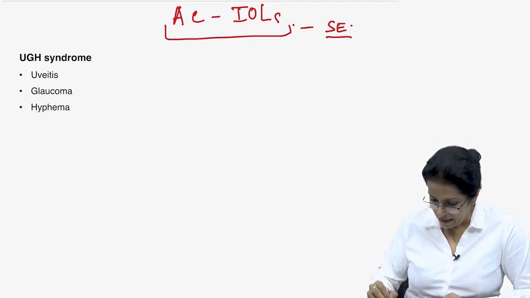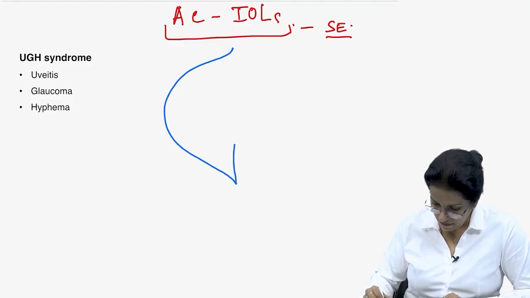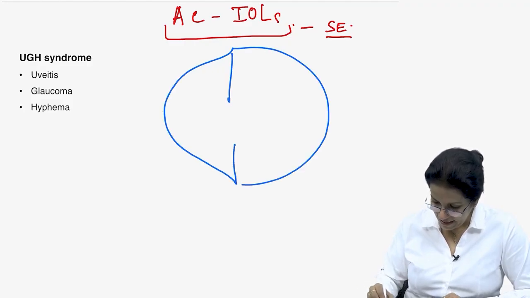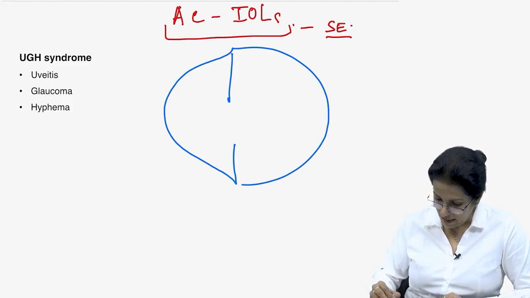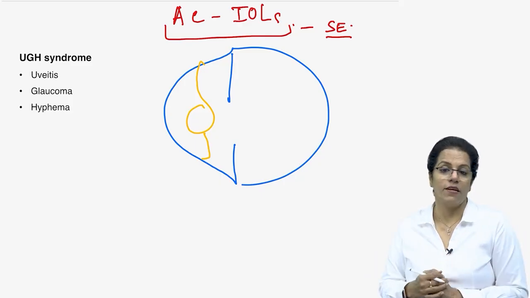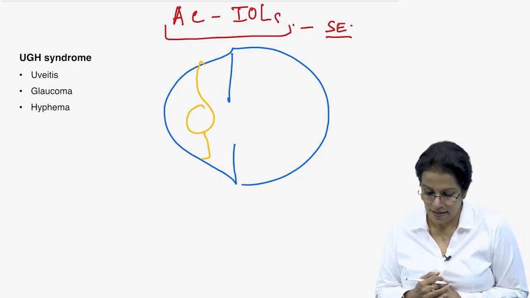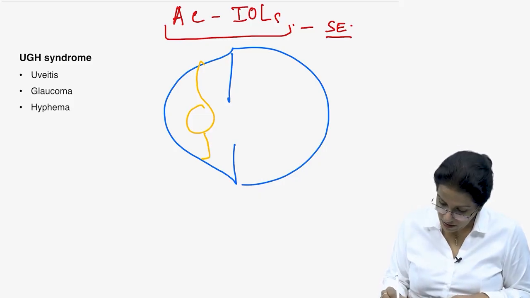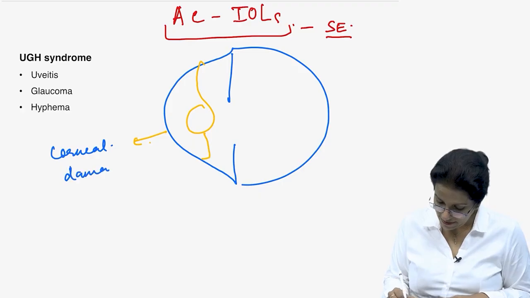Just make a diagram and you will understand. See, we can think it together. Suppose we are saying that the IOL is inside the anterior chamber rather than inside the capsular bag. Do you realize what it can cause? It can cause corneal damage. Number one, it can lead to corneal decompensation or damage the corneal endothelium.